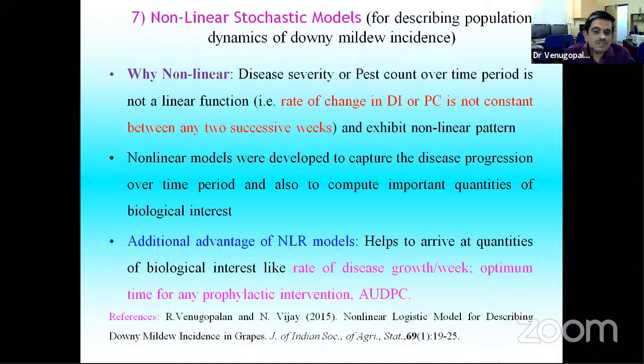So what is the additional advantage of these nonlinear models? It can help to arrive at quantities of biological interest. What is the rate of disease growth per week, for whatever disease we are studying? And what is the optimum time of taking up any prophylactic intervention by the crop curator or the pathologist? And also it helps us to estimate one value called the area under disease progress curve.